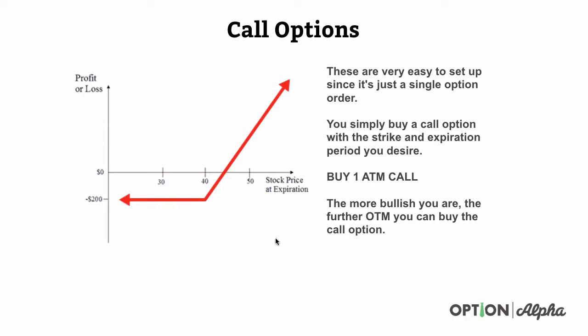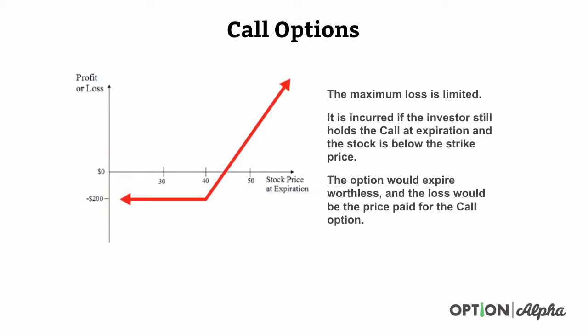An at the money option would be, if the stock is trading at $40, you would buy the 40 strike calls. If the stock was trading at $30, you might buy an out of the money option, meaning the stock price isn't quite at the strike price yet, so you might buy an out of the money 40 strike call option. So again, where you buy the options is determined by how bullish you are and how much time you need until expiration.